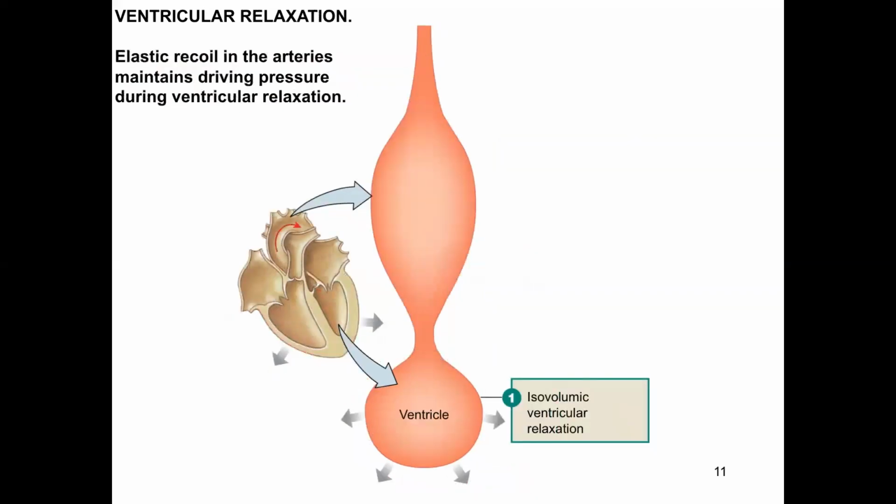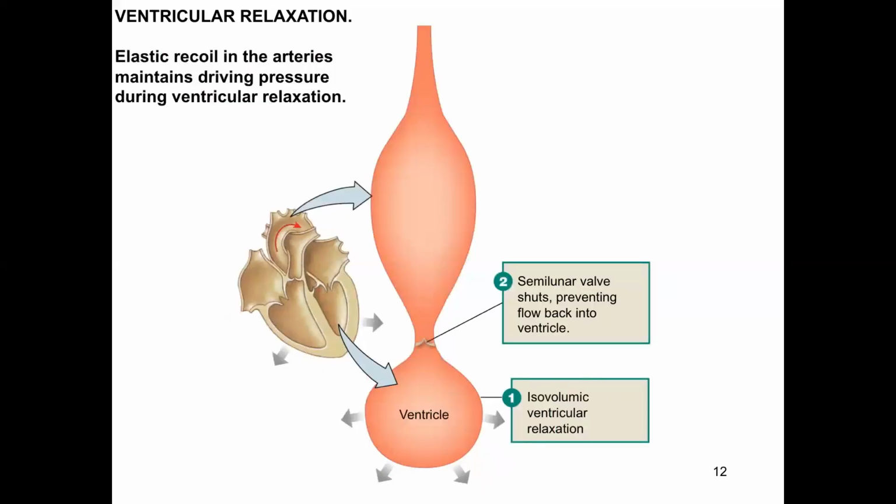Now, the ventricle is going to relax. So when that ventricle relaxes, there's going to be some back pressure, right? And what ends up happening is that's going to snap our valves shut. And now where is that blood going to go? Well, it can't go back into the heart because the valve is closed.